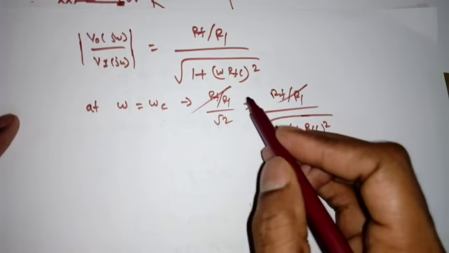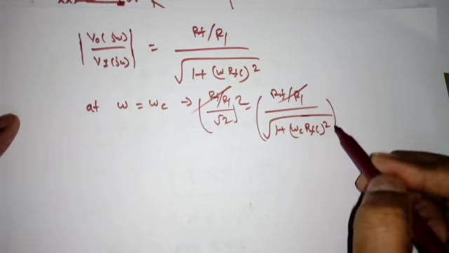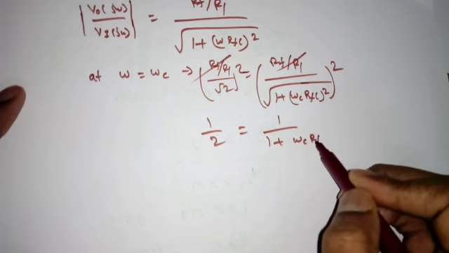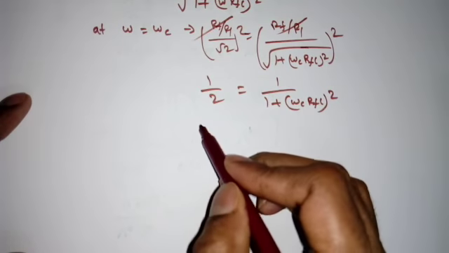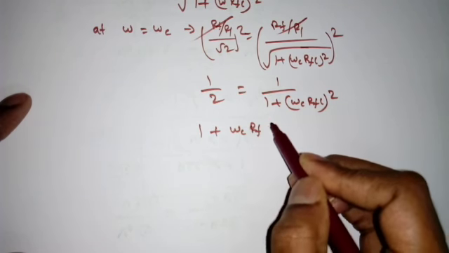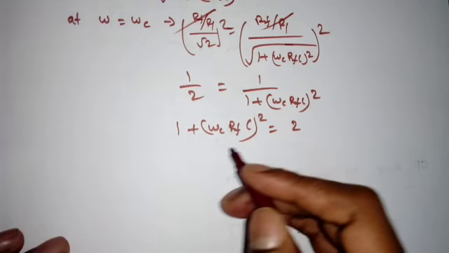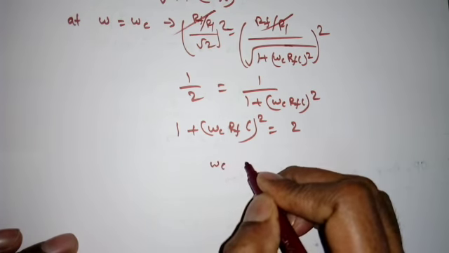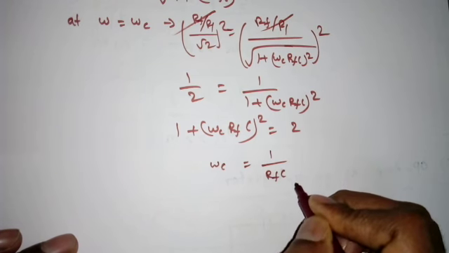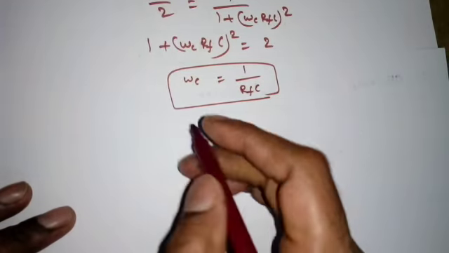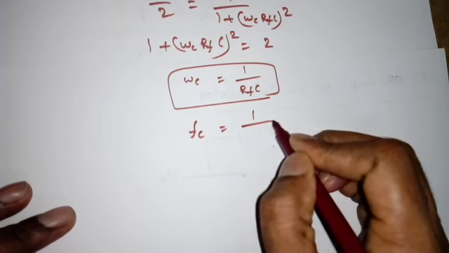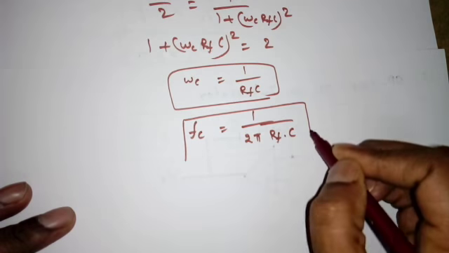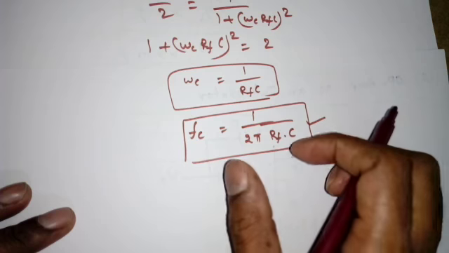So these two will be cancelled, and if we square both sides, it will become 1 by 2 equals 1 by 1 plus omega C RFC square. So cross multiply: 1 plus omega C RFC square is equal to 2. This one goes to the other side, so 2 minus 1 is 1. So I can directly write omega C is equal to 1 by RF into C. When I convert into the F domain, FC will become 1 by 2 pi RF into C. So remember this formula. We can apply this formula directly.